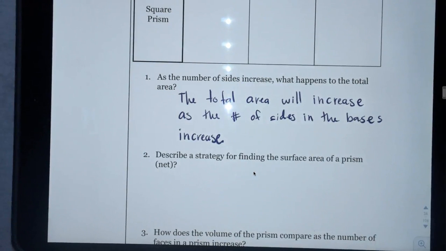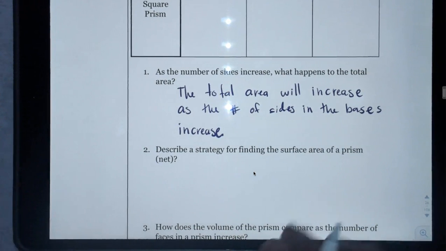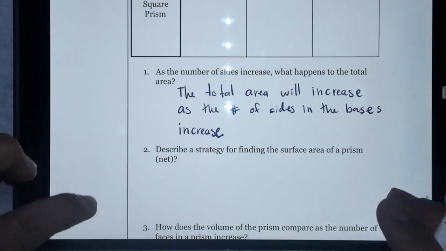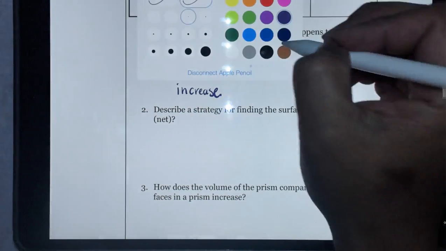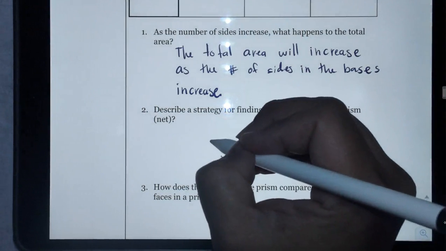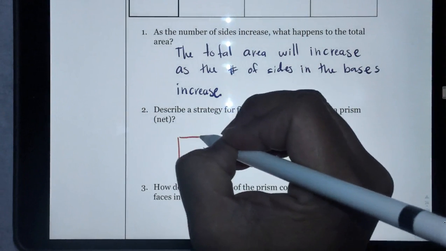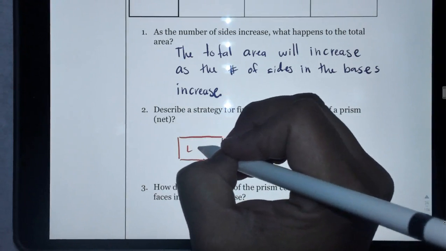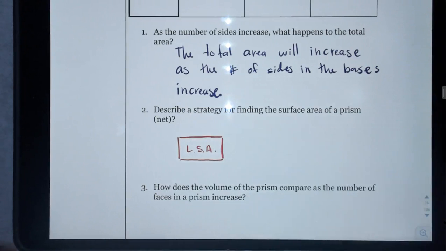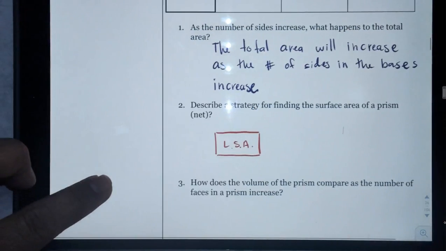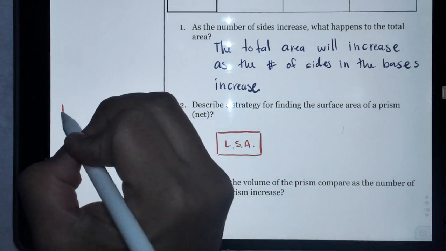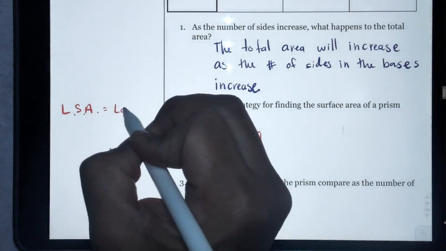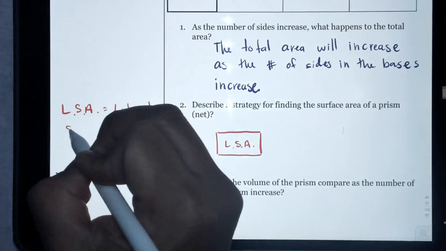Now, to describe the strategy for finding the surface area of a prism or the net, it's broken down into basically 2 parts. I can just draw a quick drawing. This is my net. This part here is my LSA, my lateral surface area. I'm going to abbreviate that off to the side: LSA is equal to lateral surface area.